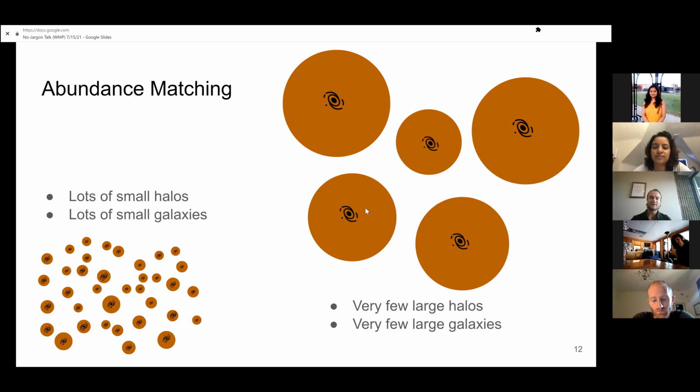But abundance matching is sort of a more quantitative way of saying that, and it's a way that you can actually predict how the mass of the galaxy correlates to the mass of the halo.